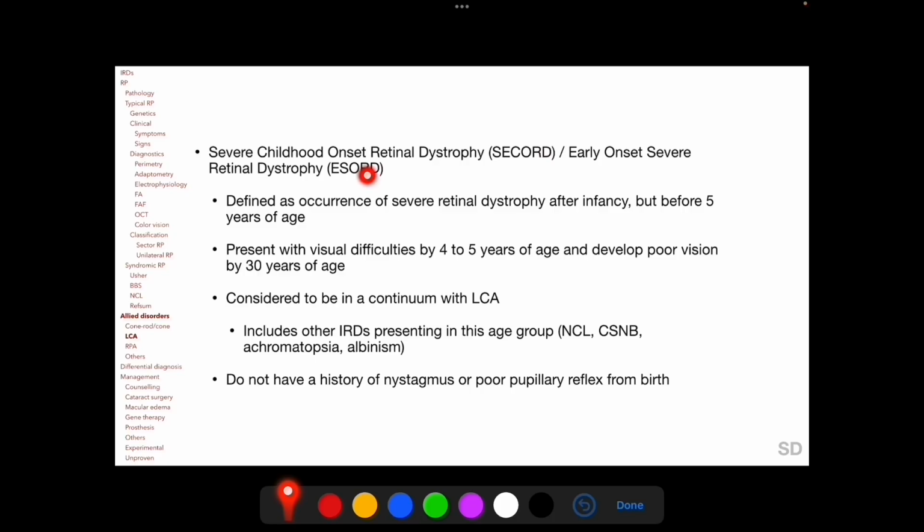SECORD or ESORD is defined as occurrence of retinal dystrophy with severe visual impairment after infancy but before 5 years of age, and it is considered to be in a continuum with LCA and includes other IRDs presenting in this age group such as achromatopsia and albinism. And since the onset is after infancy, these patients do not have a history of nystagmus or poor pupillary reflex.